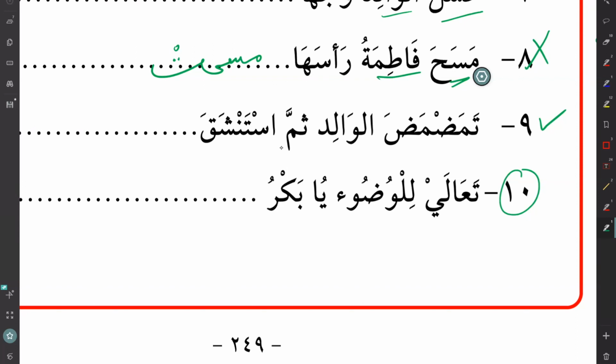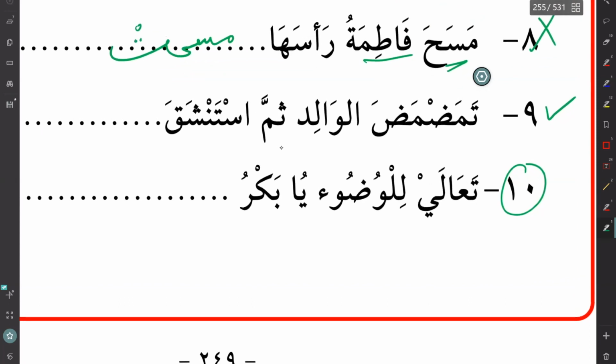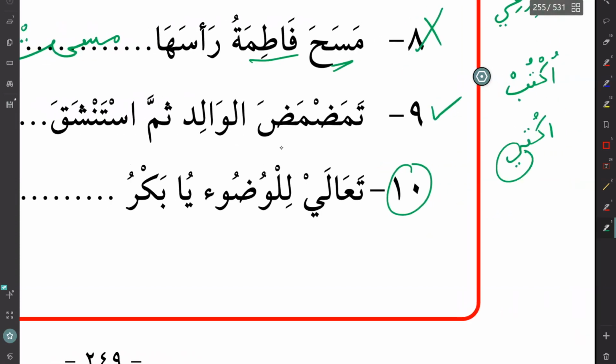Ta'alay lil-wudu'i ya Bakr. So the verb is this one. Remember, in the verb, when you see the ya? Because we've seen this verb before, right? Ta'alay. And I just mentioned to you, this ya comes from the command verb. We know ta'alay means let's go, right? Ta'alay means let's go.